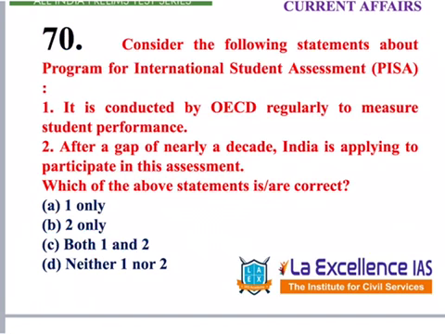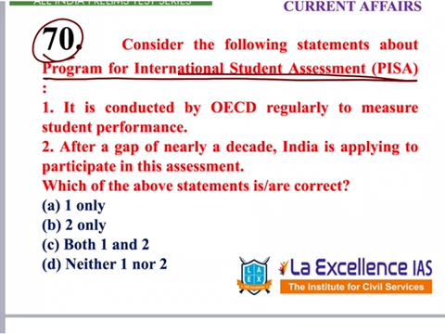Next current affairs question is given under question number 70. The question is regarding Program for International Student Assessment. Regarding this, which of the following statements are correct? Let's read the options. It is conducted by OECD regularly to measure student performance. Here we can guess student performance and assessment. We can guess this, but we should be knowing this OECD, whether it is OECD or any other organization. Here we might get confused.